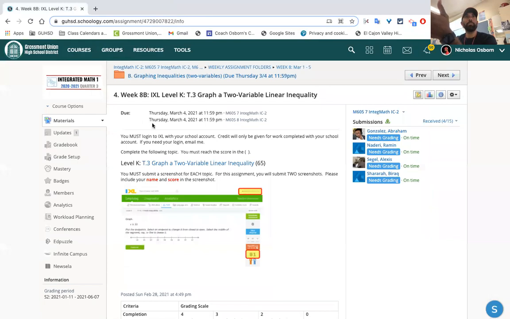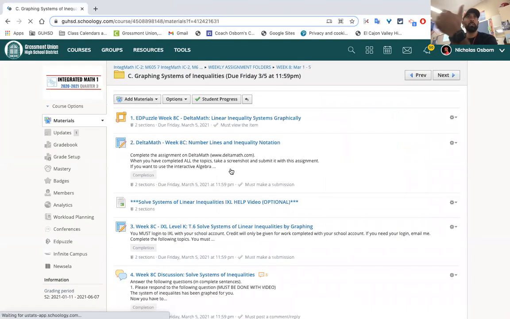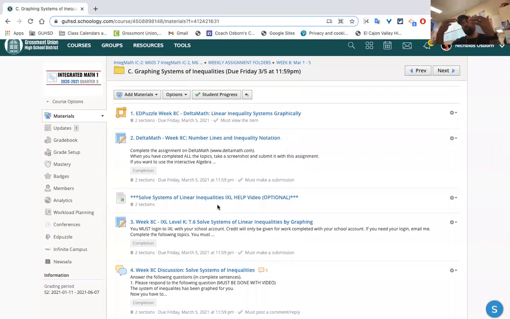But the next step is taking not just one inequality, but now taking two inequalities, and that's the folder that we're going to talk about. When you have two equations or two inequalities, you're going to have a system. Okay, so we have a system. So again, if you have two equations or two inequalities, that's a system, right?